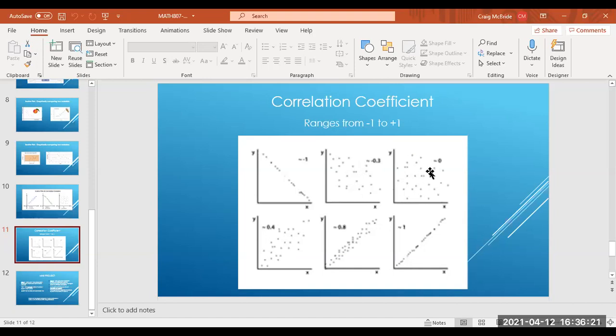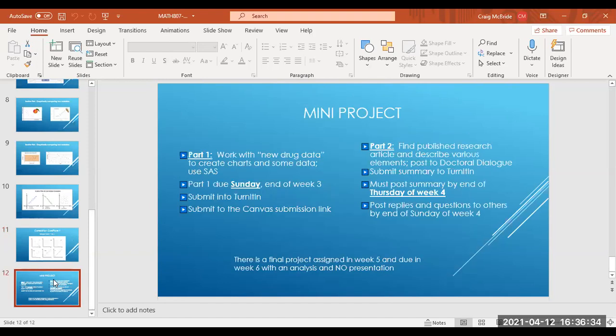So we know that our correlation ranges between -1 and 1. The closer it gets to either -1 or 1, the stronger that relationship is. And then, of course, the closer it gets to 0, the weaker that relationship is.